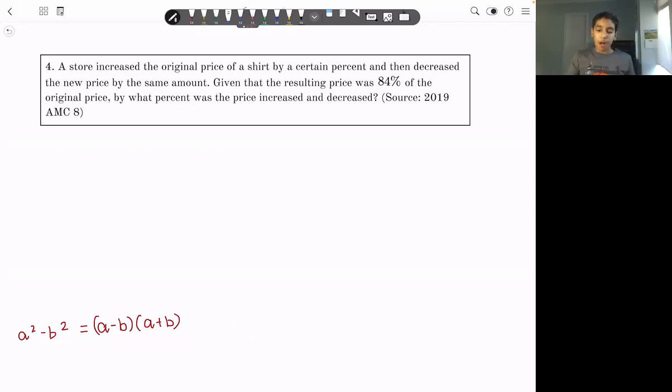So let's get started with this problem now. A store increased the original price of a shirt by a certain percent, and then decreased the new price by the same amount. Given that the resulting price was 84% of the original price, what percent of the price was increased and decreased? So just to be clear here, why it's not just going to be 100% over here, I'll just give an example.